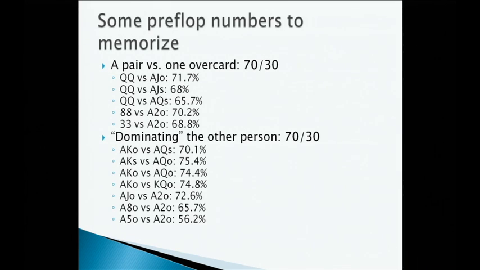Okay, a similarly good situation, which is also about 70-30, is when you're, quote, dominating the other person. Dominating means one of your cards is the same, but the other card is different and yours is higher.